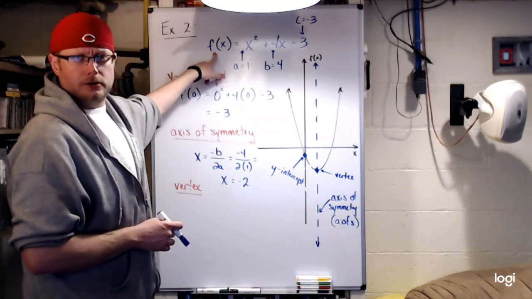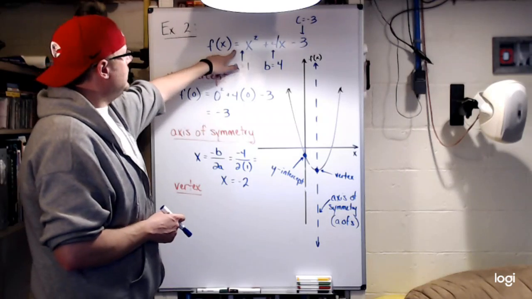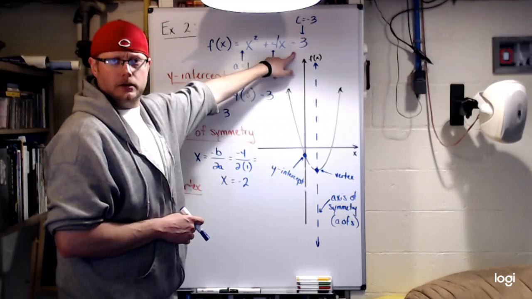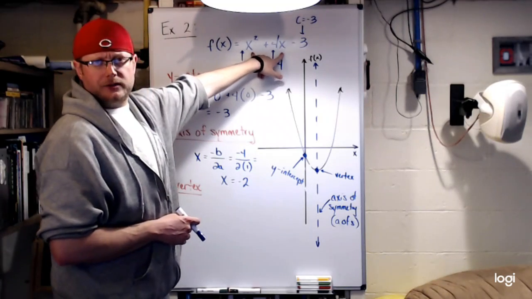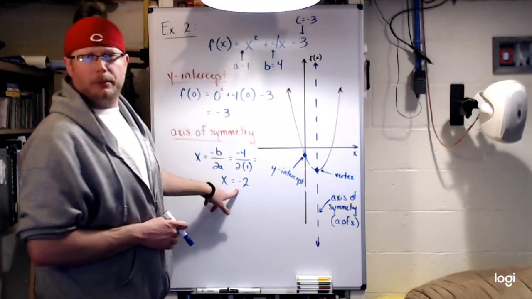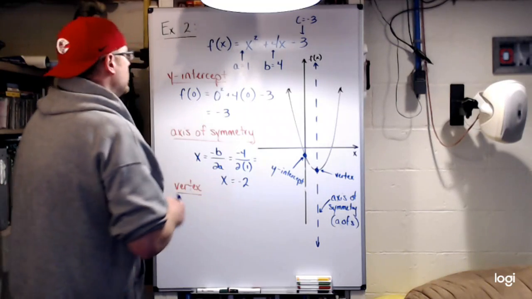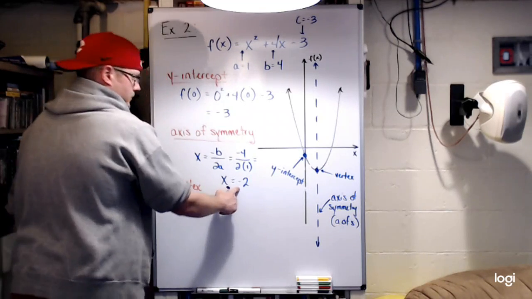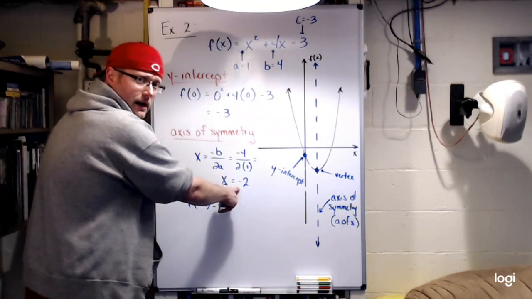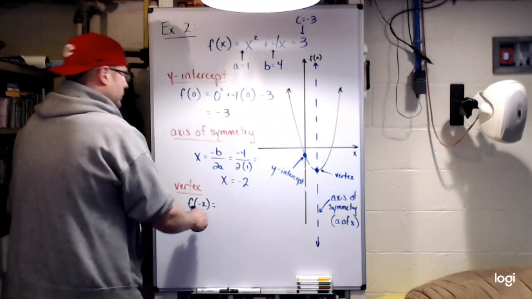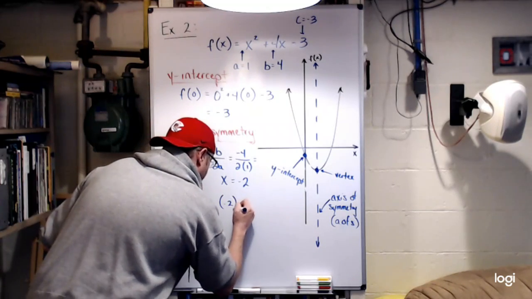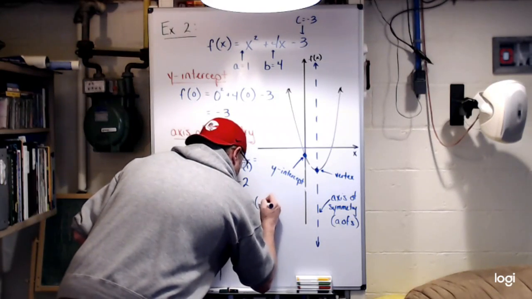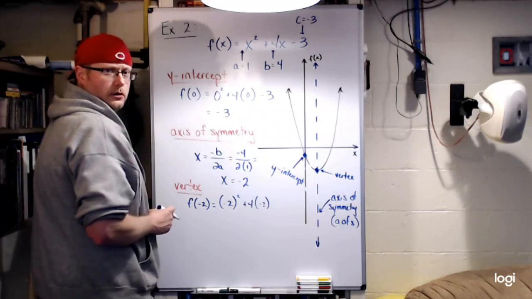My function, don't forget, is f of x equals x squared plus 4x minus 3. The two places here where I have x, I'm going to swap it out with negative 2. Okay? So you have f of negative 2. Remember, that's my result of my axis of symmetry. f of negative 2 equals negative 2 squared plus 4 times negative 2 minus 3.